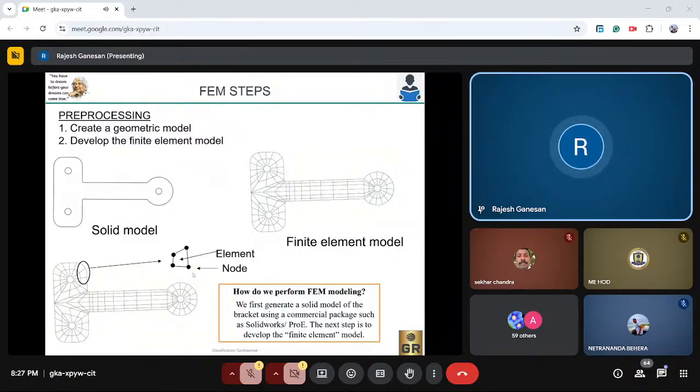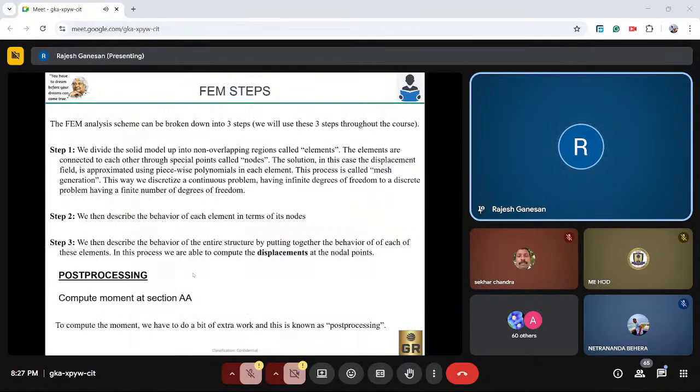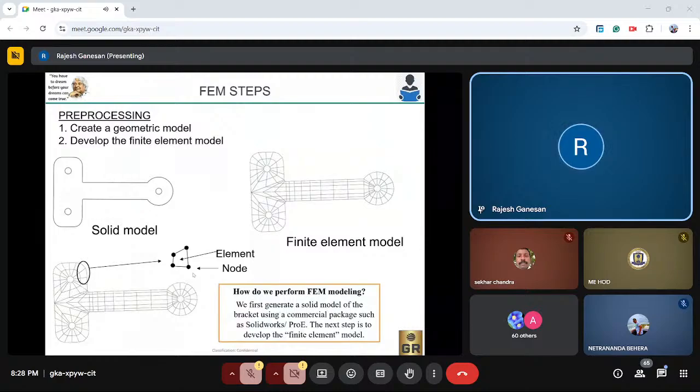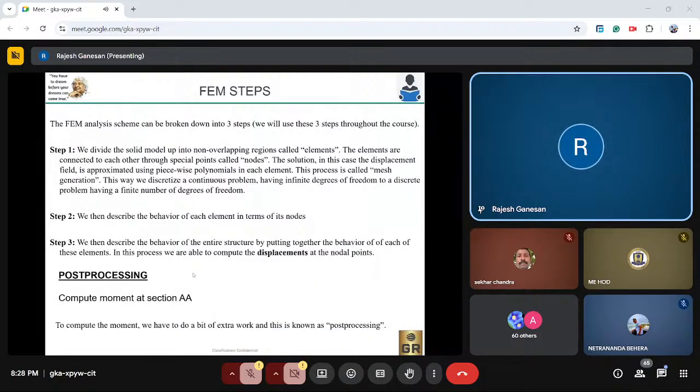How do we perform FEM modeling? First we generate a solid model. I already told you, we do this in CAD software and then create the finite element model. So in the FEM steps, first we saw pre-processing, and the next one is post-processing. Pre-processing I already explained, so we will directly move to post-processing. For example, computing the moment at section AA takes a bit of extra work, and that is called post-processing.